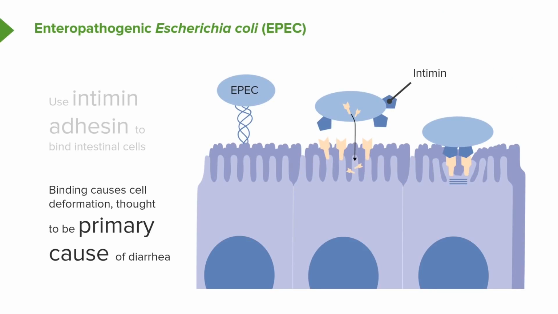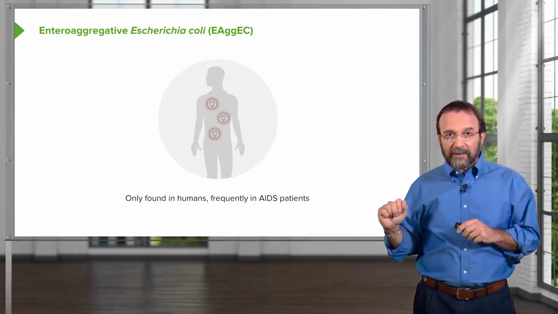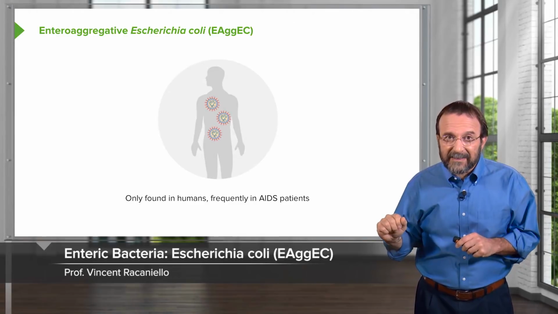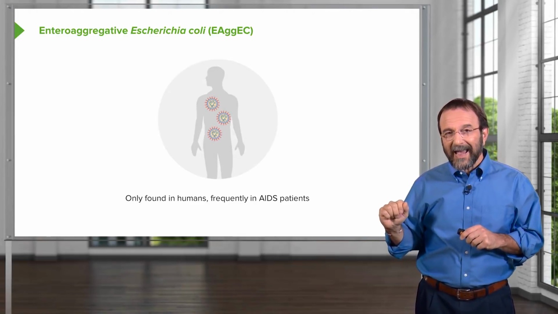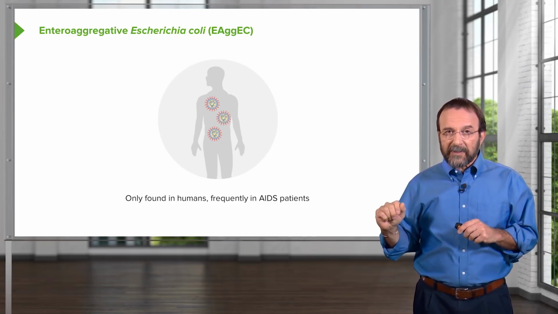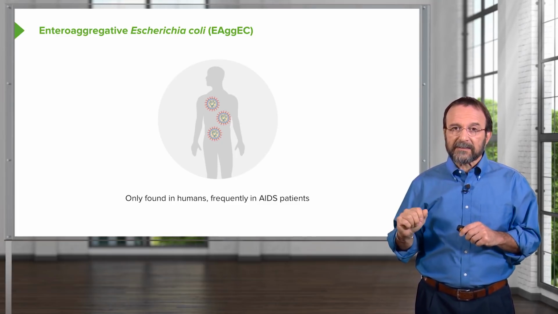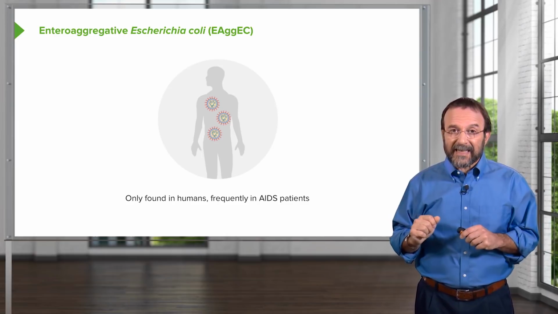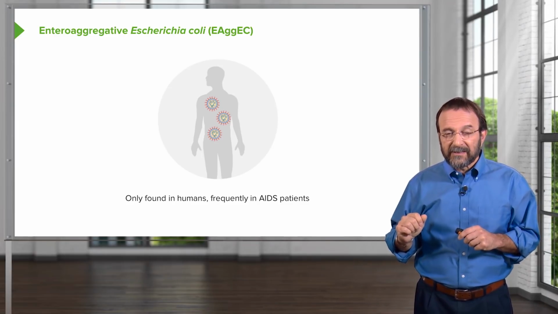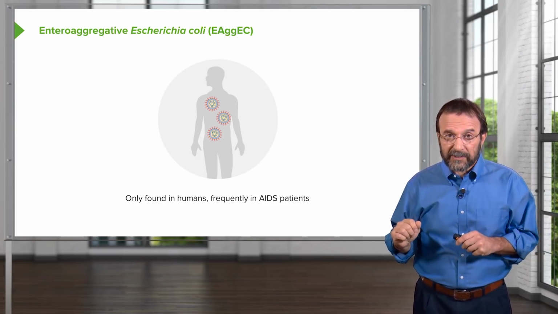All right, so those are enteropathogenic E. coli. The next strain that we'd like to talk about are called enteroaggregative E. coli, or EAEC. These are strains only found in people. And I mention this because these are frequently seen in AIDS patients, so these kinds of diarrheal diseases are associated with immunosuppression.